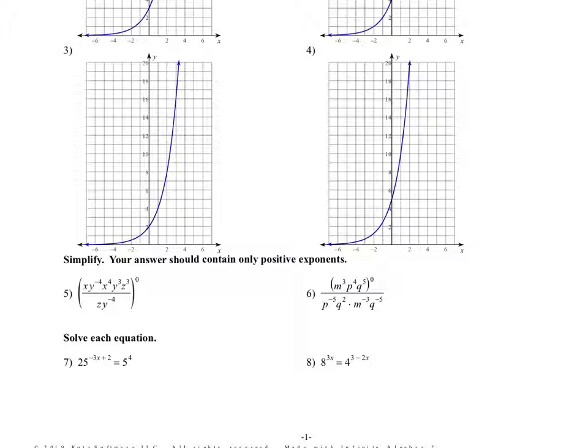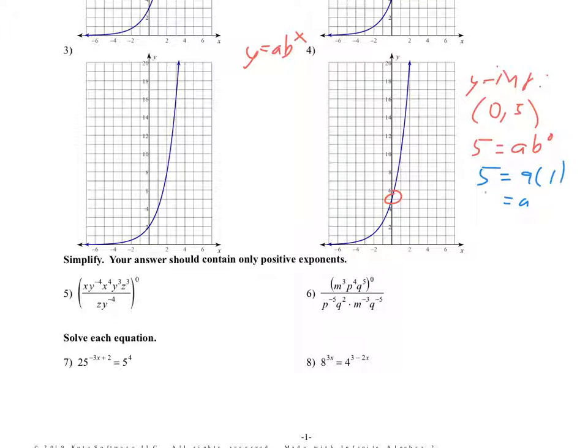All right, next up, same idea here. We want to write our equation in the form y equals ab to the x. And so I'm going to start off with my y-intercept, and so I see in this case it is right there at (0, 5). So I'm going to plug in 5 equals, I don't know a or b, but I'll plug in the 0 right there. Now once again, this means that 5 equals a times 1, so really just a is 5.